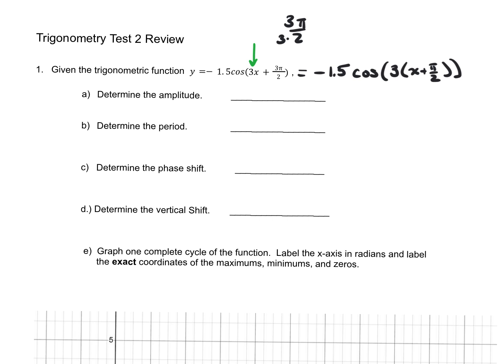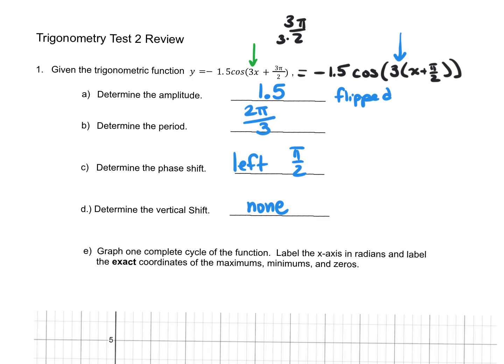Okay, so again, amplitude is the absolute value of the number in front. So it's the absolute value of 1.5, so it's just 1.5. The graph will be flipped because it is negative, but the amplitude itself is just positive. Period is going to be 2 pi divided by the number in front of the parenthesis, which is 3, so 2 pi over 3. Phase shift is going to be left by pi over 2, because it's that value at the end. And then the vertical shift, there is none, because there's nothing added or subtracted at the end.